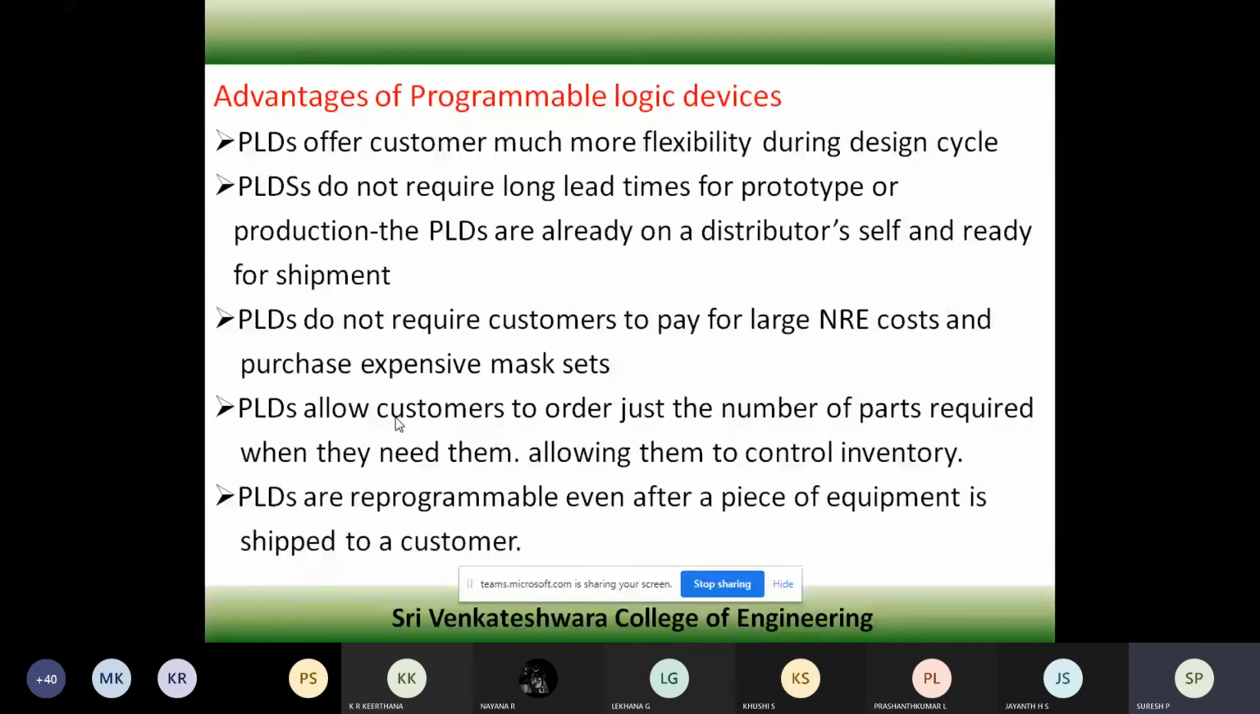Any doubt, anybody having any doubt with respect to PLDs, programmable logic devices, FPGA, PLDs, the complex programmable logic array? So how many gates will be there in your field programmable gate array? How many gates? 3 gates.